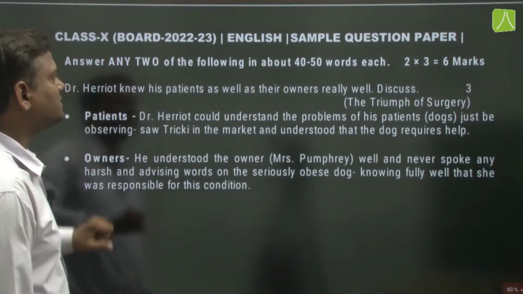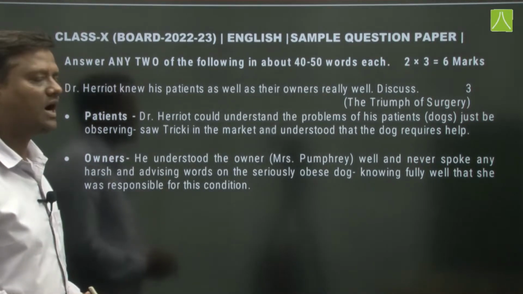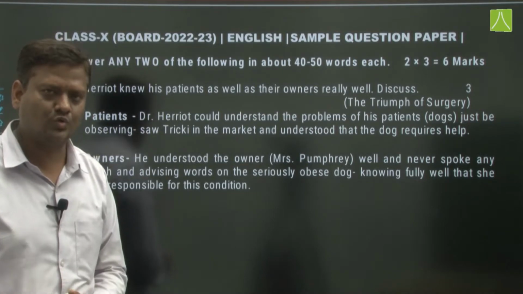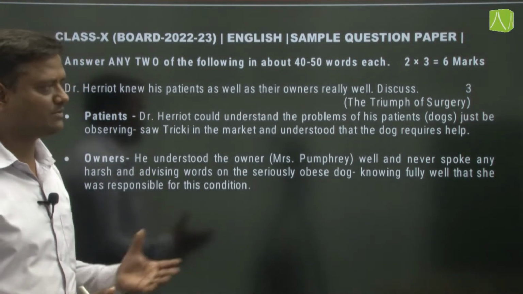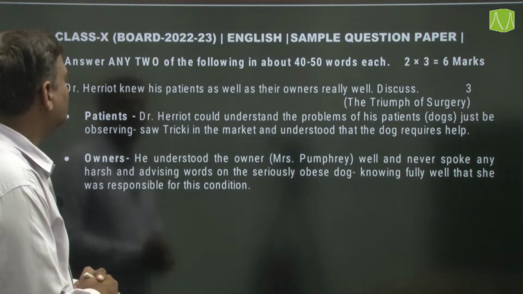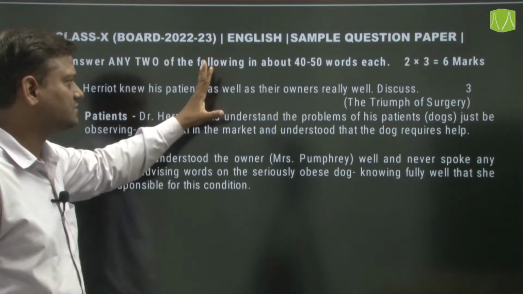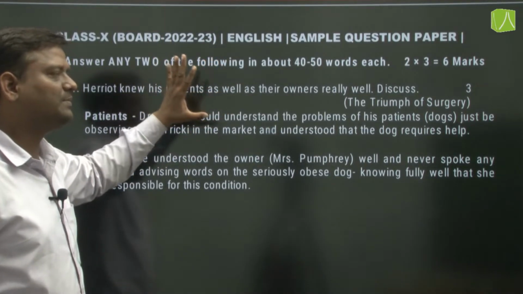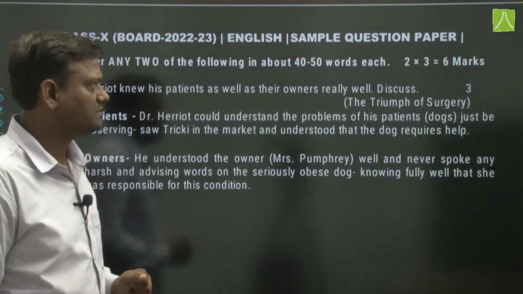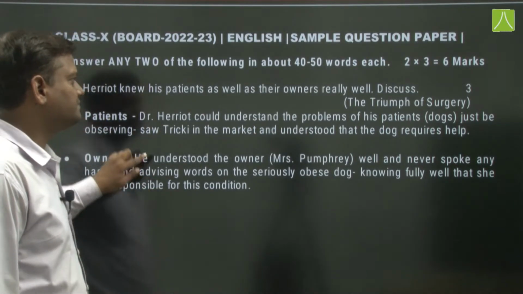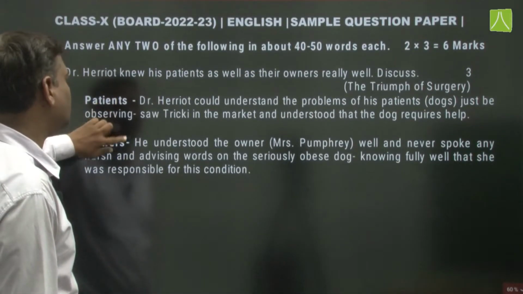Now we have question number 7, in which we are to answer any 2 questions out of 3 questions, and each question will carry 3 marks again. So you have to answer any 2 questions in again 40 to 50 words, and the questions will be based on our book Footprints Without Feet. All right. So there are the 3 questions and you have to answer any 2.